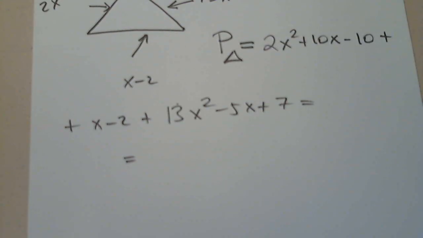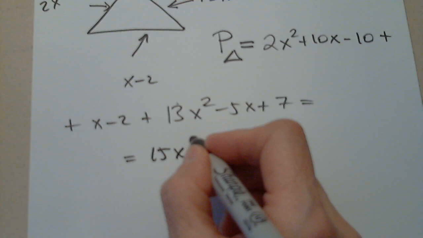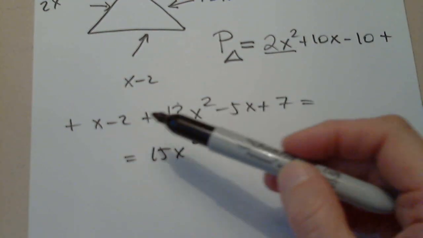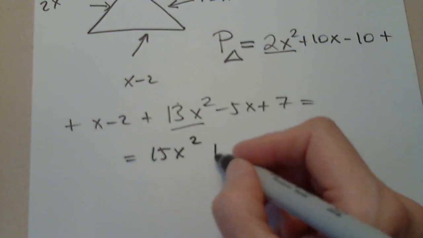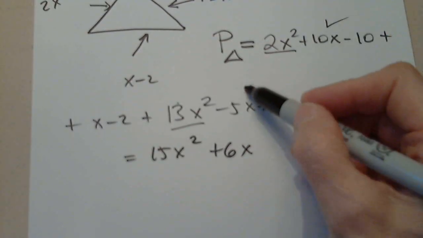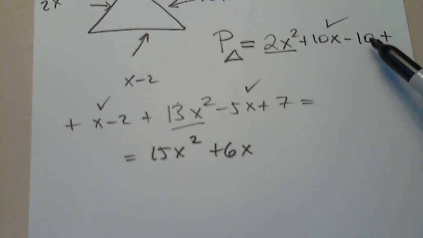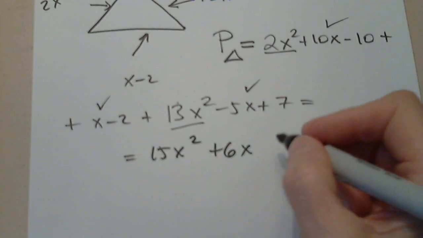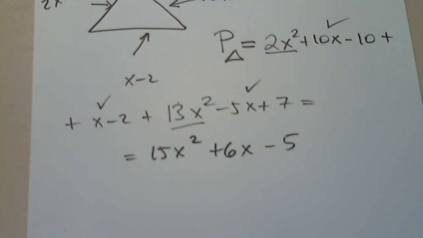15x squared plus 6x minus 5. 15x squared indeed. So these are the ones. So we have here 5 plus 1, 6. Very good. I agree. So this is done, and this is done. And negative 12 plus 7 is negative 5. That's it.